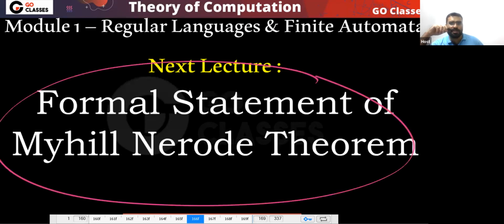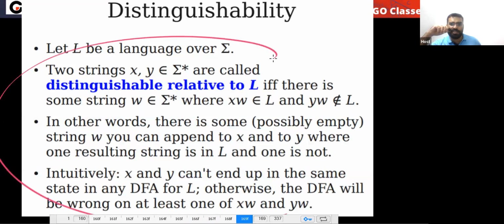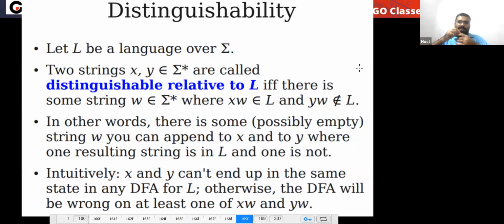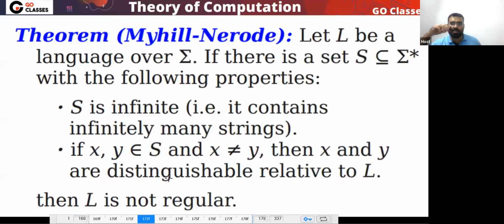Now let's see the formal statement of the Myhill Nerode theorem quickly, because we have seen everything. We have seen the distinguishing strings, correct? Two strings are distinguishable. When can I say two strings are distinguishable? That concept we have already seen. Now what does the Myhill Nerode theorem say?